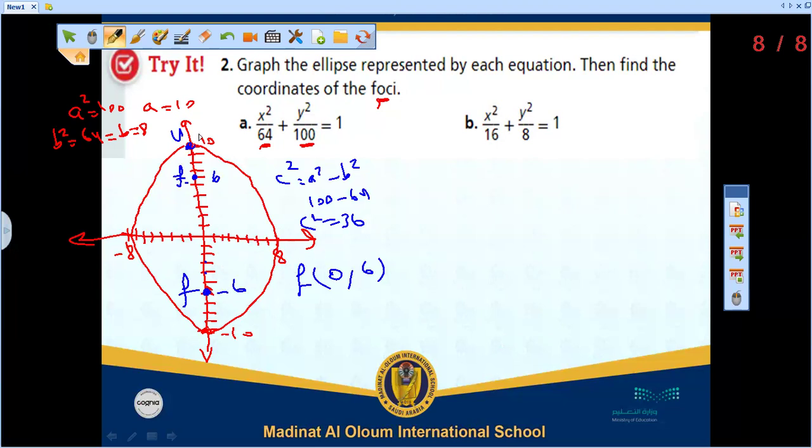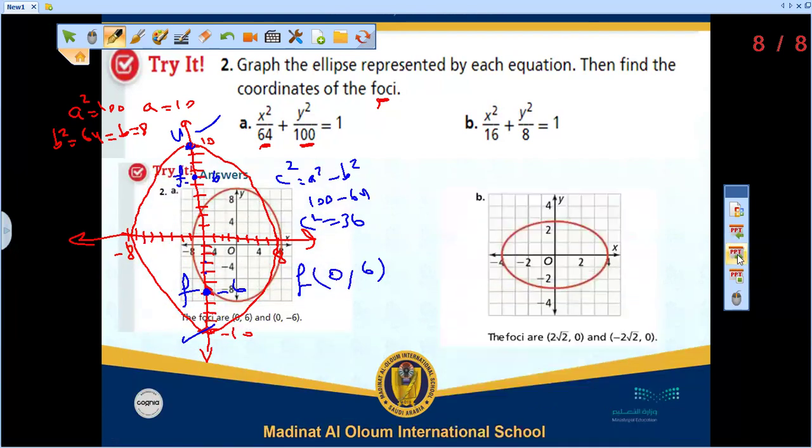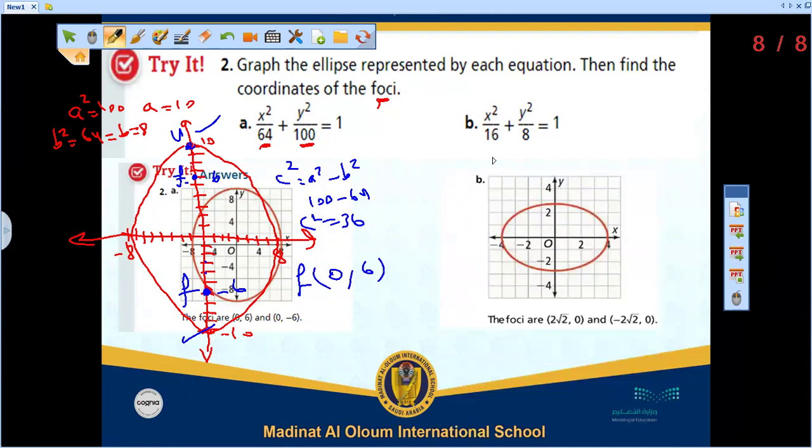Okay, guys, now we use the vertex and the co-vertex to graph your ellipse. This one is horizontal, guys, because the greater one was x. It means I go right. This a squared is 16. It means my a is 4. I'll go right 4 and left 4. And the b squared is 8. I'll go up radical 8 and down radical 8, or you can use your calculator to get b only. b is radical 8. Radical 8 by using calculator, what is it?